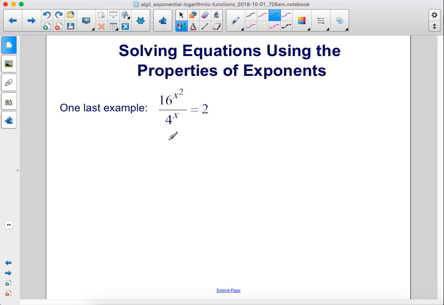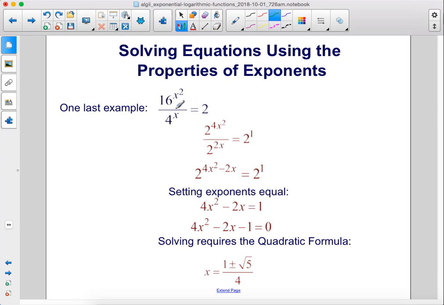Here's one last example. 16 to the x squared power divided by 4 to the x power equals 2. 16 can be rewritten as 2 to the 4th power, so this becomes 2 to the 4x squared power. 4 to the x power can be rewritten as 2 to the 2x power, and if we want to rewrite this, 2 to the 2x power, that's underneath a fraction, can be rewritten as 2 to the negative 2x power. So we flip this to the top of the fraction and make that 2x negative.